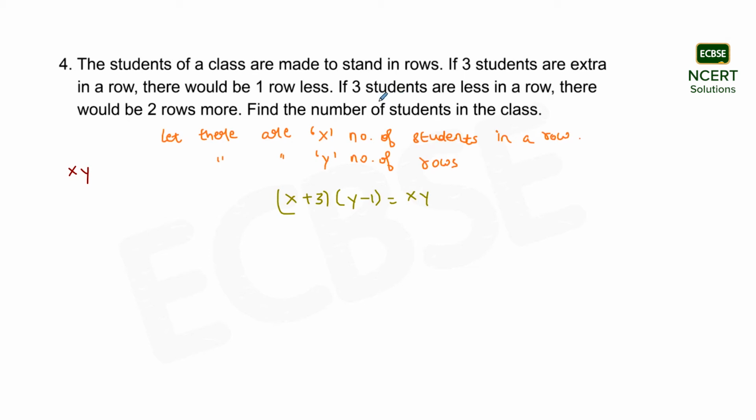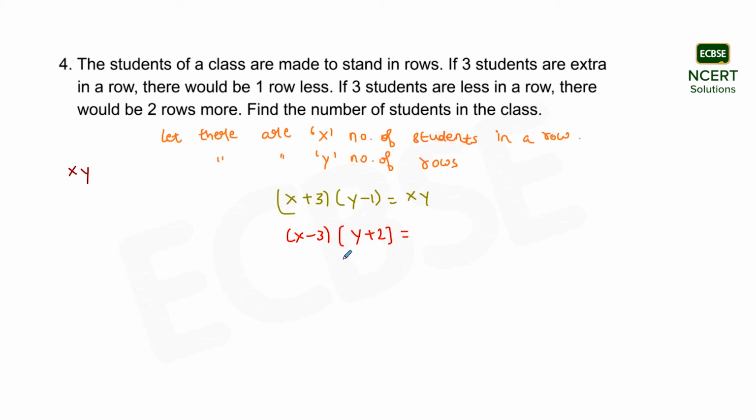What has been given is that if 3 students are fewer in a row, it means we are reducing the students by 3 in each row. So now the number of students in a row will be x - 3, right? And there would be 2 rows more. If earlier there were y rows, now there will be y + 2 rows, meaning the number of rows increases by 2.